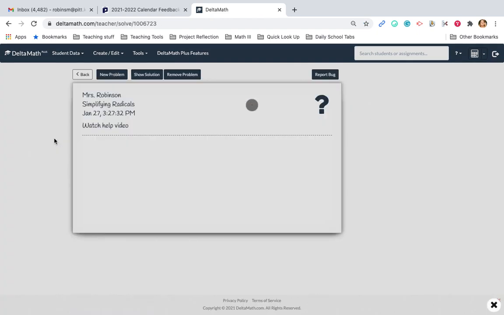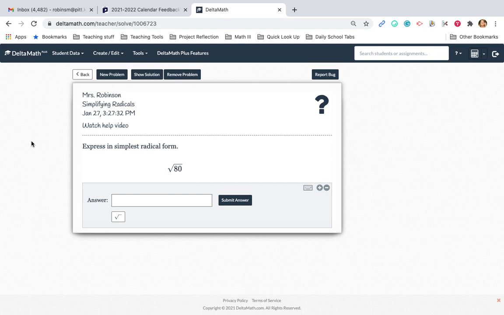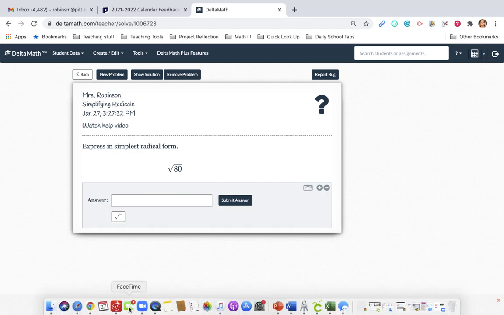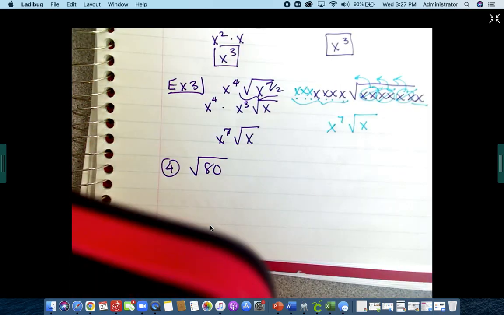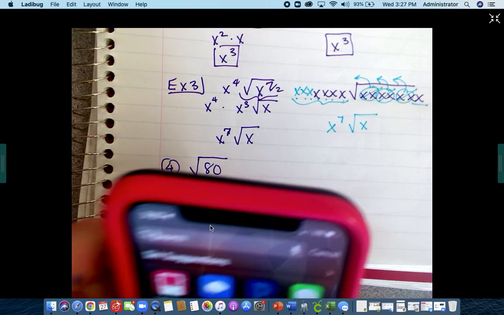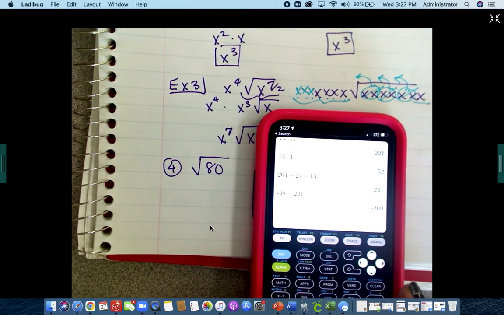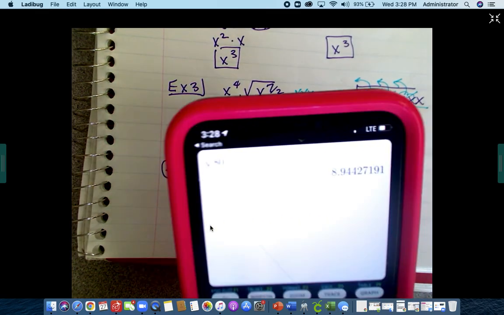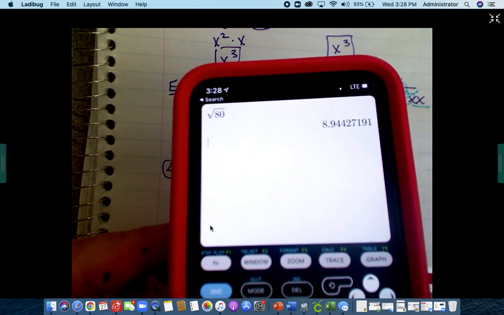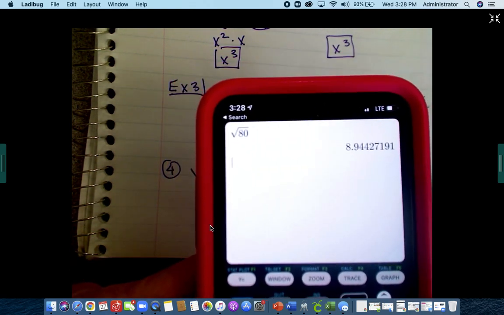So for problem 4 here, we have the square root of 80. So remember, if I'm doing actual Delta Math problems, make sure you're putting them in your notebook because you will need to enter them in yourself into Delta Math. So the square root of 80, is it a perfect square? So if I use my calculator, and I'm going to model as if you were doing this at home with your TI-84 app. If I take the square root of 80, I get a non-terminating, non-repeating decimal. So that tells us it's a non-perfect square.